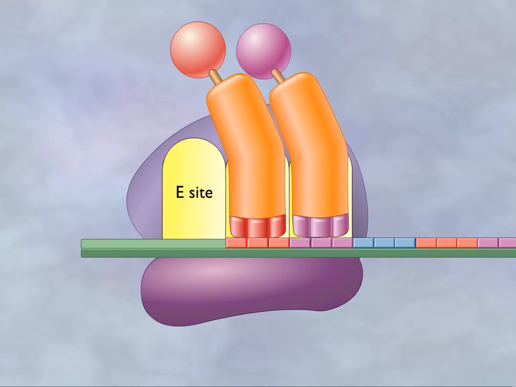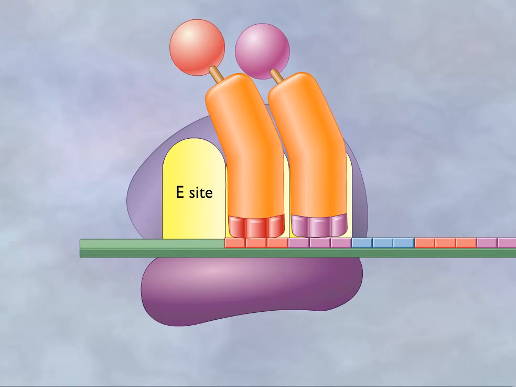The complementary matching of 3 nucleotides on the transfer RNA, called the anticodon, and 3 nucleotides on the messenger RNA, called the codon, ensures the correct sequence of amino acids. The messenger RNA passes along the ribosome in short spurts of 3 nucleotides at a time.